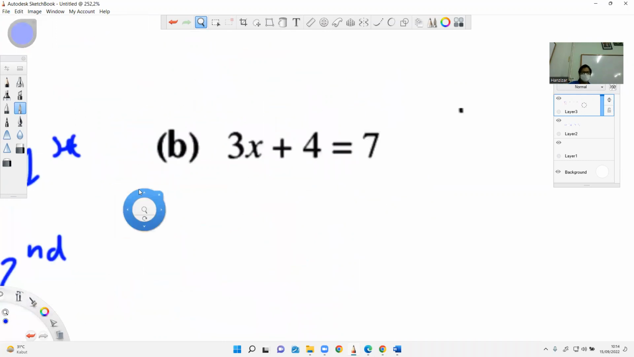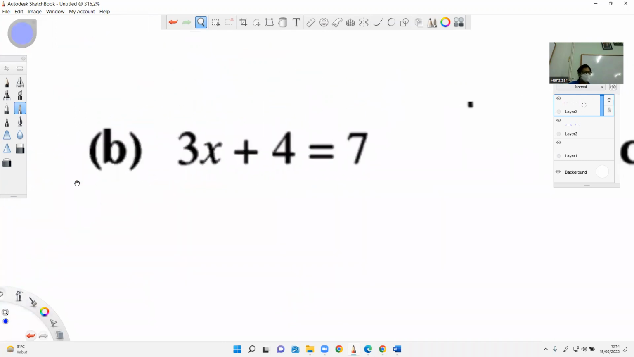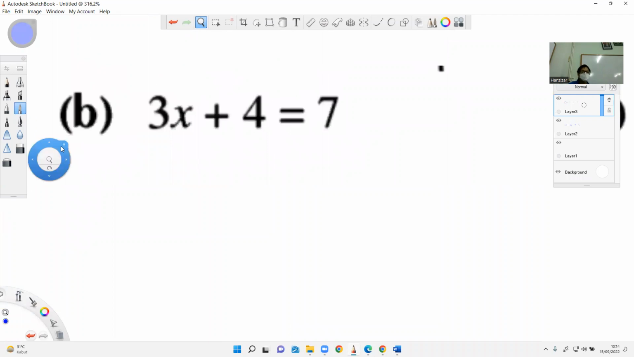Okay, it's getting harder. No, it's not getting harder, it's getting more complicated only. What number do you want to change?